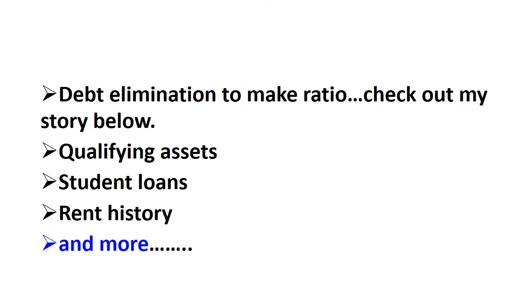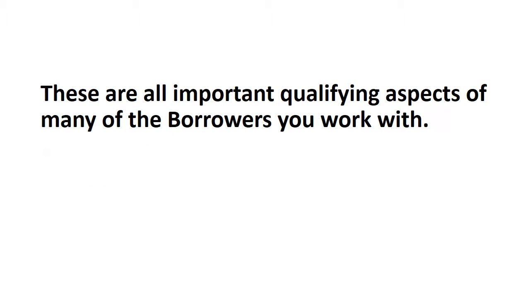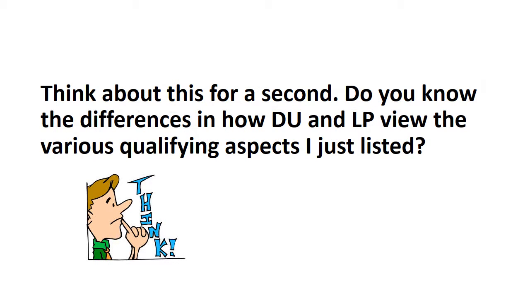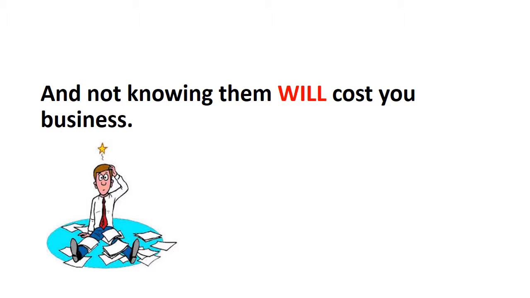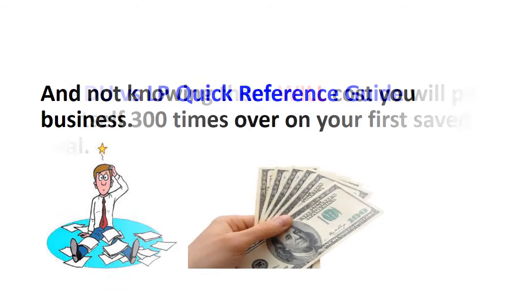Qualifying assets, student loans, rent histories, and there's a lot more. And these are all important qualifying aspects of many of the borrowers you and I both work with. And I want you to think about this for just a second. Do you know the differences in how DU and LP view the various qualifying aspects I just listed? There are big differences there, really major differences. And not knowing them will cost you business.